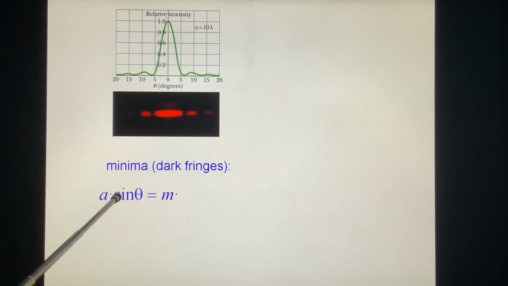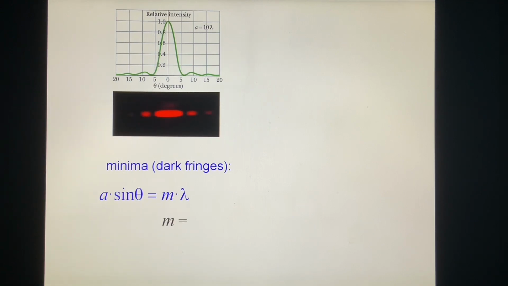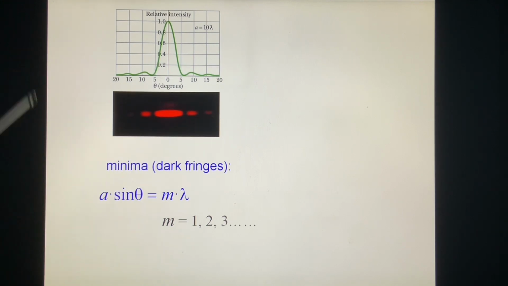The dark is a sine theta equals m lambda. M equal to 1 is the first minimum. M equal to 2 is the second minimum. Both sides are symmetric.